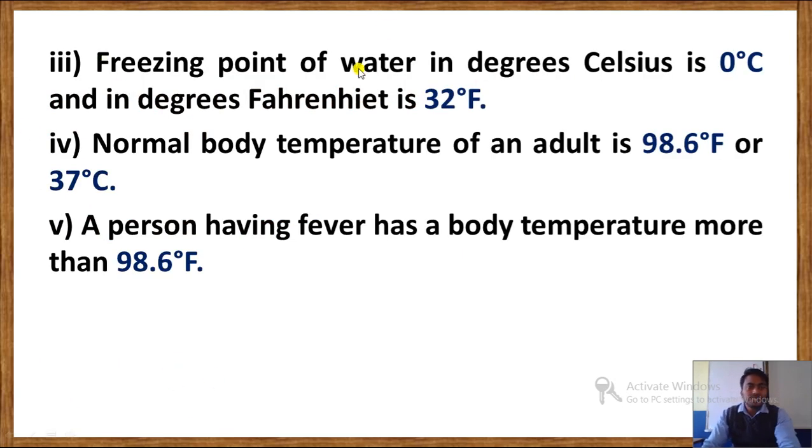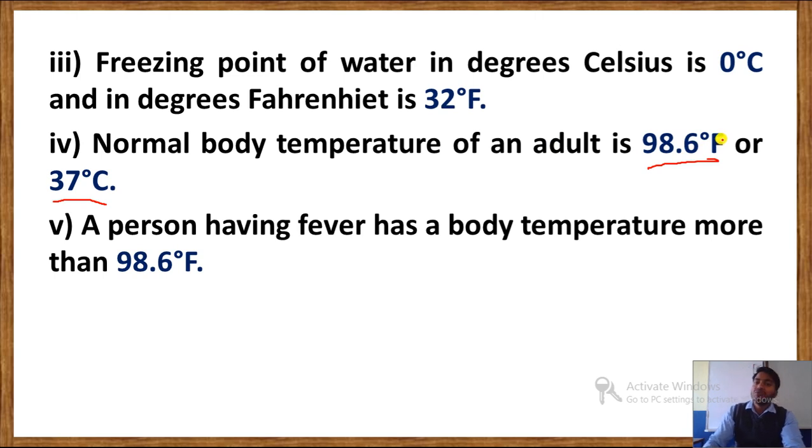Question number 3, freezing point of water in degrees Celsius is 0 degrees Celsius. You know very well, and in degrees Fahrenheit it is 32 degree Fahrenheit. Now question number 4, normal body temperature of an adult is 98.6 degree Fahrenheit. This is the normal body temperature, 98.6 degree Fahrenheit or 37 degrees Celsius if we talk about Celsius scale.